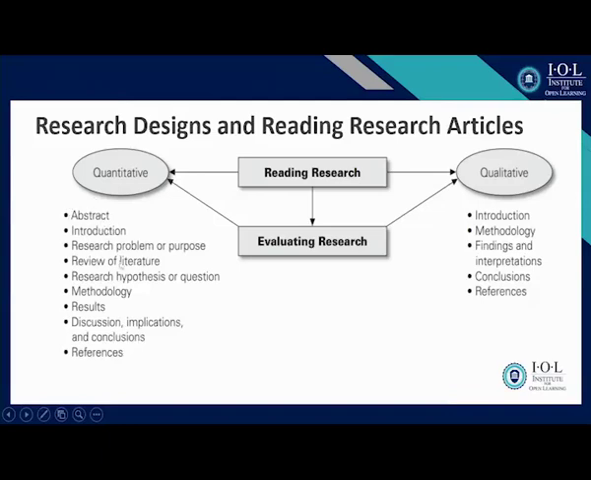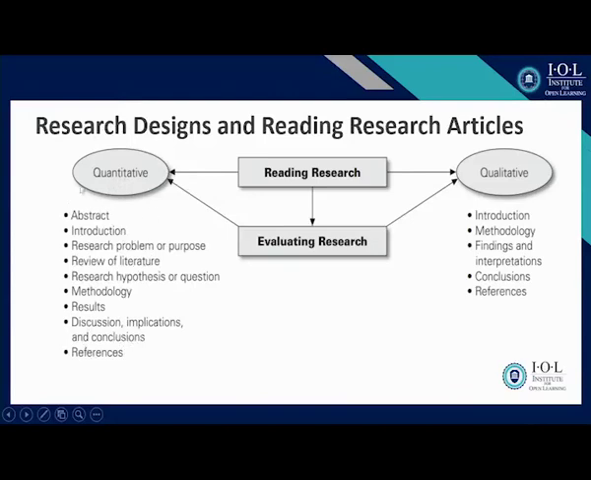Then introduction, research problem on purpose. Review literature: you have to read some literature review based on the topics. Research hypothesis or questions, and then methodology that we are going to use, result, discussion, implications, conclusions, and references.